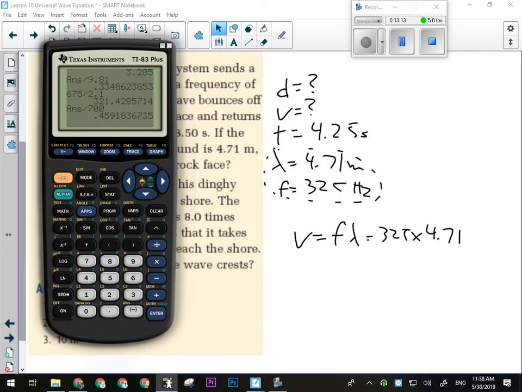So we got 325 times 4.71. All right. Is that fast? Yeah. Sound travels way faster in water than it does in air. Like 5 times faster in water than it does in air, right? The more dense the fluid, typically, the better sound travels through it, right? So air is actually one of the worst things for sound to travel through.